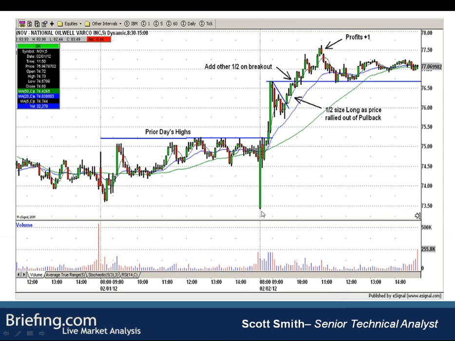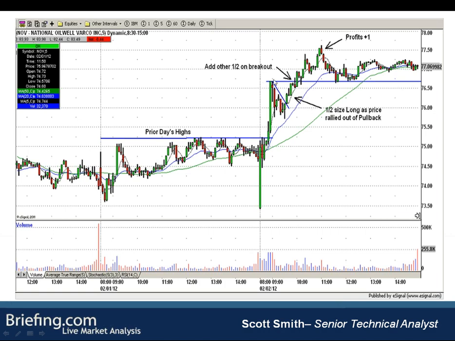It had actually reported earnings that morning after it showed up on the scan, and buyers stepped in down here at 73.50. They took it above the previous day's highs around 75.25, and they launched it up to 76.50. You could have gotten in above the previous day's highs, but I was waiting for some sort of pullback to jump aboard. And I believe when it came around 76 and it held this area here, I recommended taking half size as price began to rally out of it.